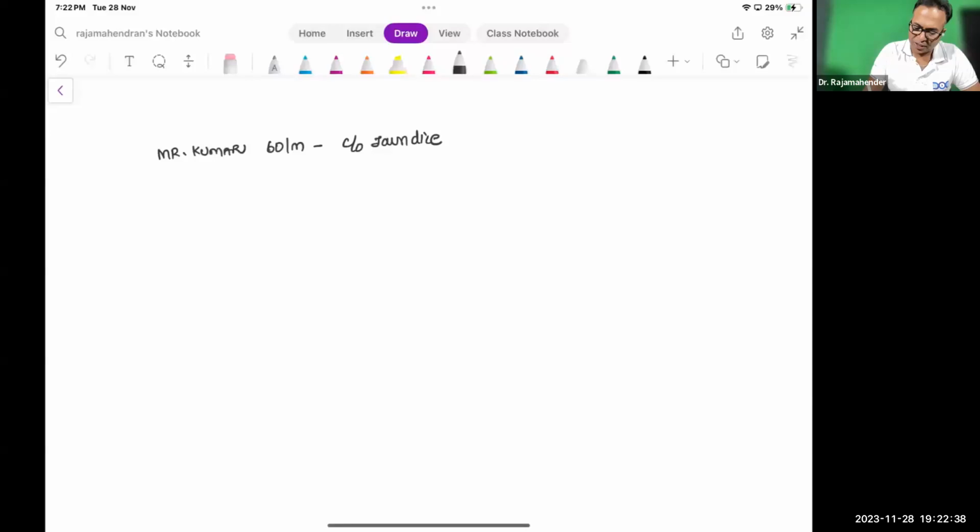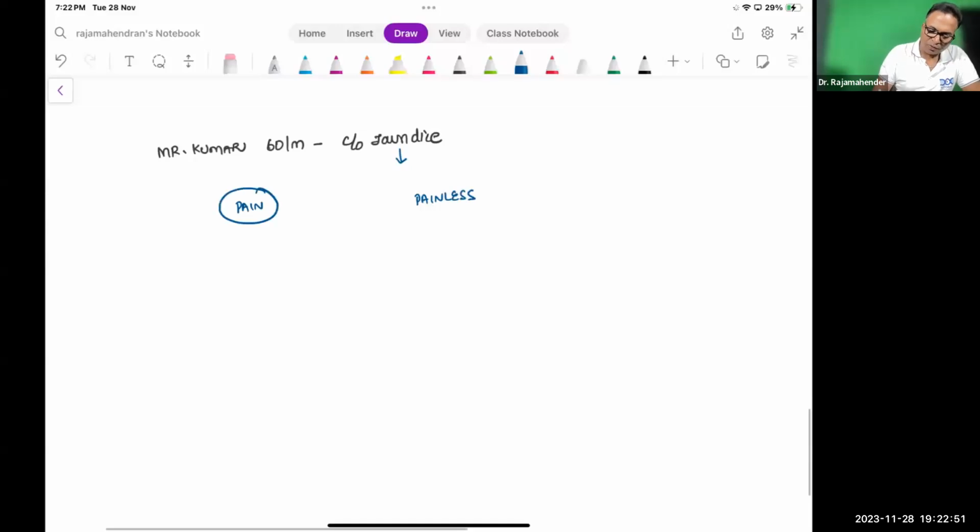So the patient has come to me with jaundice. So now I ask the jaundice history. Whether the jaundice is associated with pain or painless. What are the causes of painful jaundice? What are the causes of painless jaundice? Very important. So the first question I'm asking in jaundice is whether the patient is having any abdominal pain.